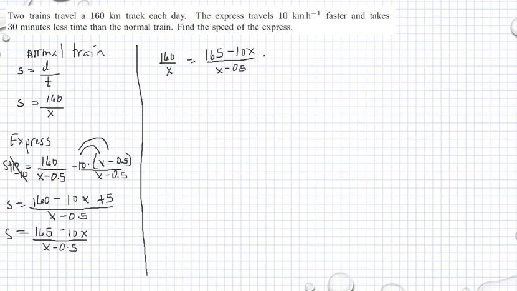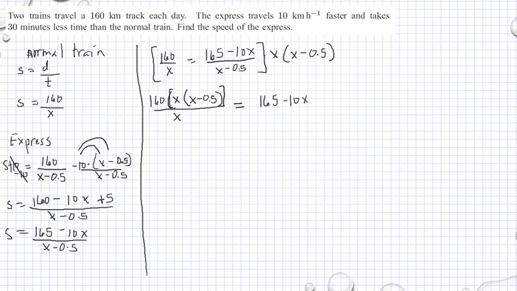If we multiply both sides of the equation by the least common denominator, which is x times x minus 0.5, then we have 160 multiplied by x multiplied by x minus 0.5 divided by x, is equal to 165 minus 10x, in a parenthesis, multiplied by x multiplied by x minus 0.5 divided by x minus 0.5. I will put that in a parenthesis so that I can group them, so that I can cancel it.